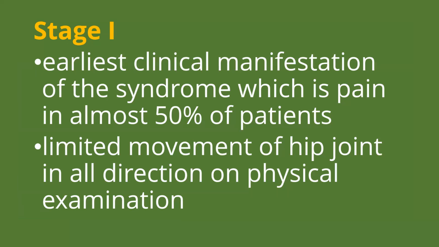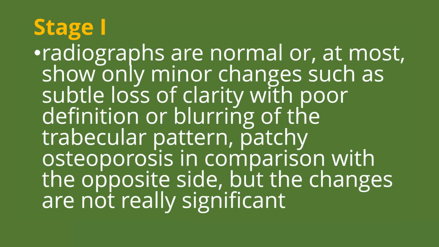So stage 1 is the earliest clinical manifestation of the syndrome, which is pain in almost 50% of patients. They have a limited movement of the hip joint in all directions on physical examination. They have radiographs which are normal or at most show only minor changes, such as subtle loss of clarity with poor definition or blurring of the trabecular pattern, patchy osteoporosis in comparison with the opposite side, but the changes are not really significant.